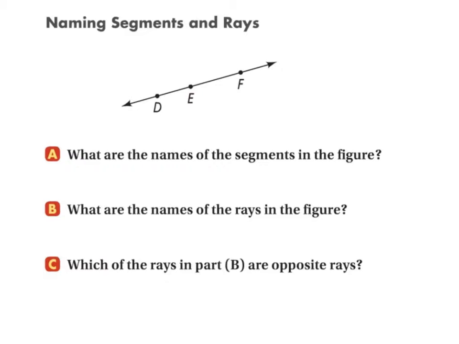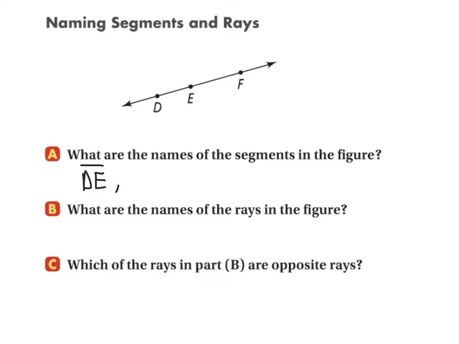All right, this is an example that's not in your Class Kick, but I would like you to follow along. What are the names of the segments in the figure? Looking at this diagram, I see that we have a line, and on that line they name three points. A line segment is the part between two endpoints. So I could say that I have line segment DE.